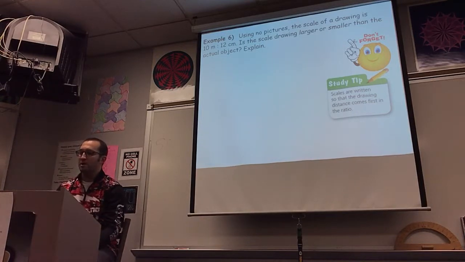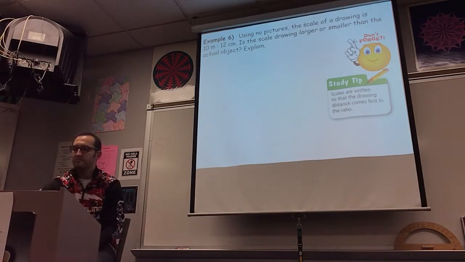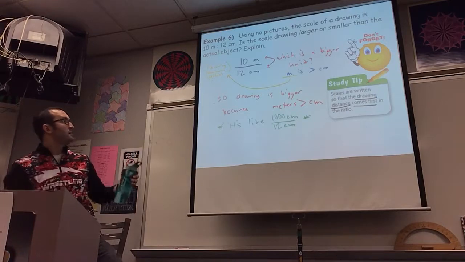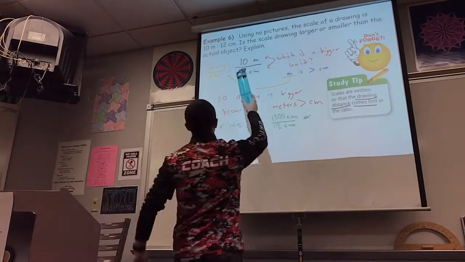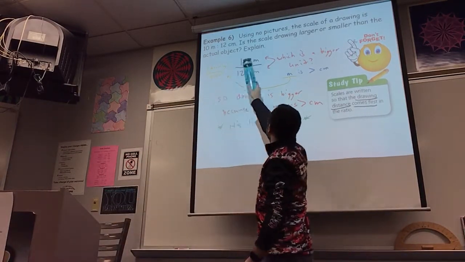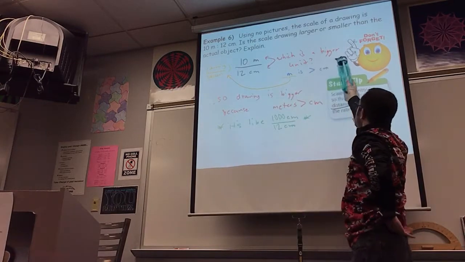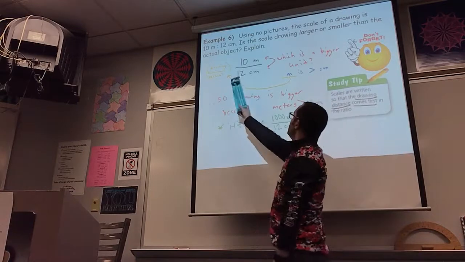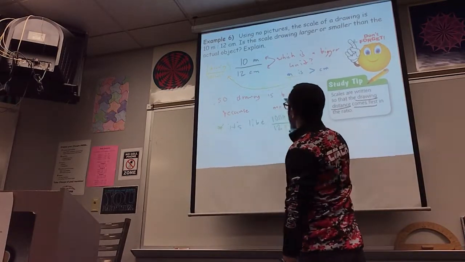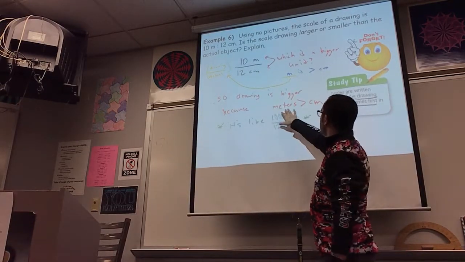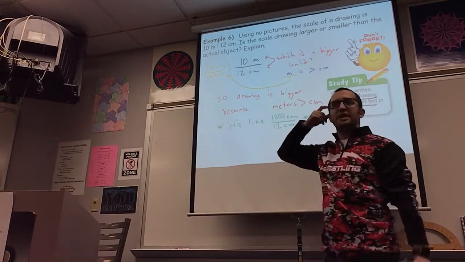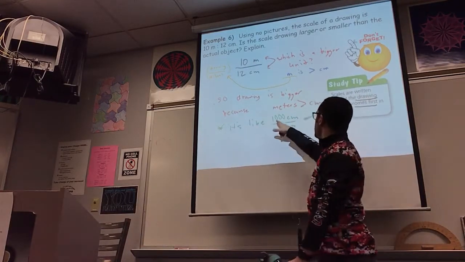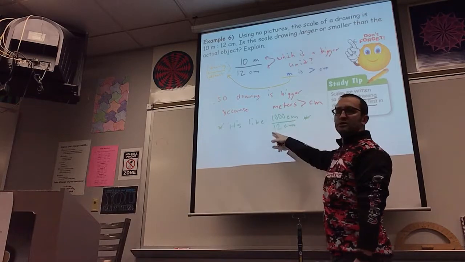So, larger or smaller? Larger. Let's take a look at why. We know that it's drawing over actual. So 10 meters over 12 centimeters. Which unit is bigger? Meters is bigger. So that means the drawing is bigger because meters are greater than centimeters. Another way of thinking about this is it's like saying 1,000 centimeters over 12 centimeters.